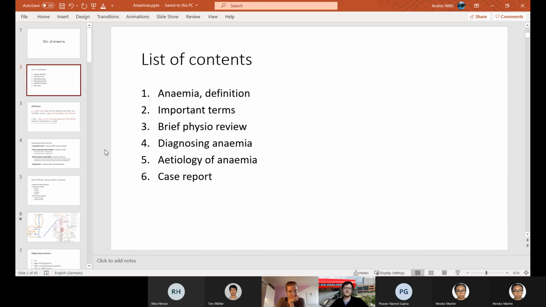This is the list of content. We're just going to be talking about the definitions, some important terms, a physio review. This is, I guess, pretty important for the third years. Then diagnosis of anemia. This is important for everybody. Same with etiology, and then case reports. You guys that are in third year, fourth year, or fifth year don't necessarily need to look at it, though. It could help you remember in the long term.